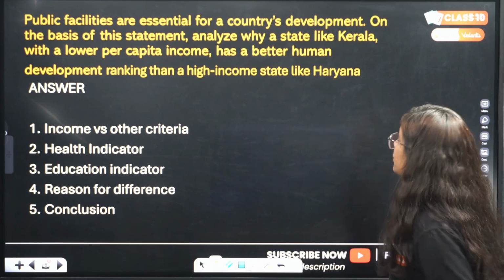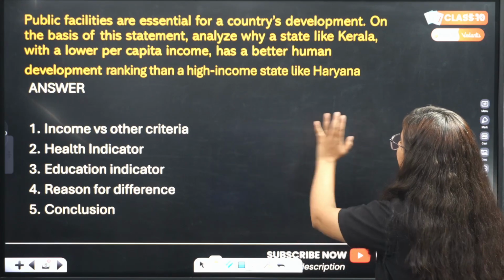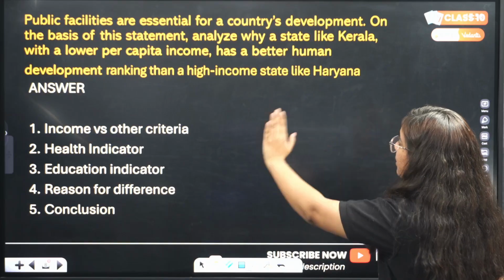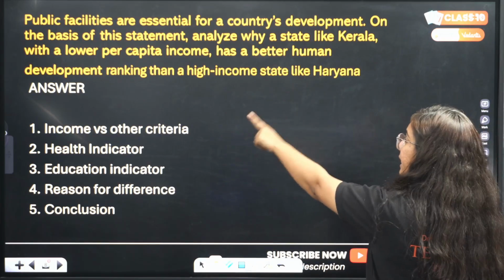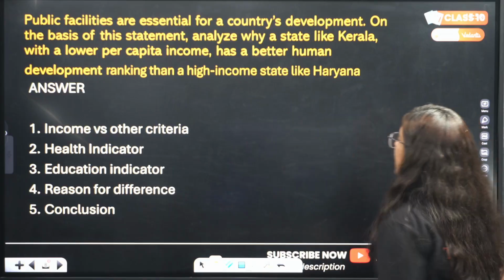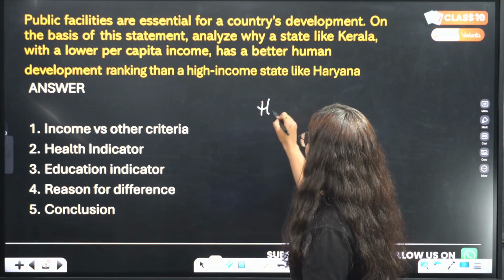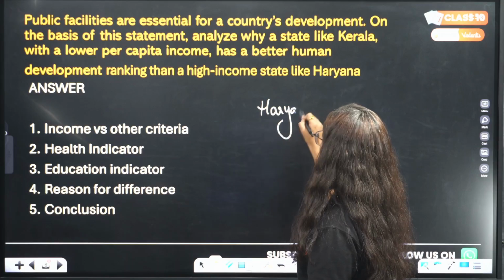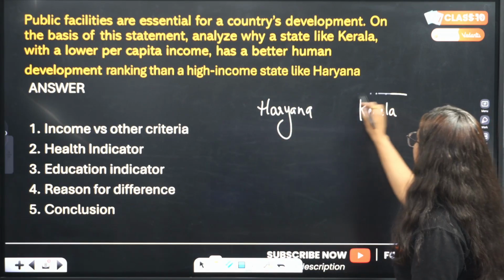Public facilities are essential for a country's development. On the basis of this statement, analyze why a state like Kerala with a low per capita income has a better human development ranking than a high income state, Haryana. Okay, so attention here. We have two states, Haryana and Kerala. This is basically from your NCERT.